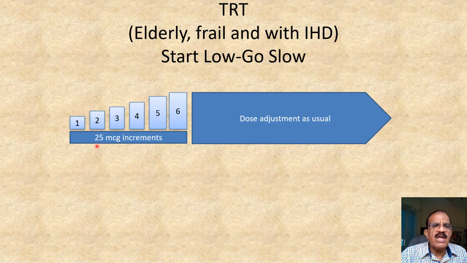You start with 25 mcg, and instead of every 2 weeks, you may make the increment after 4 weeks, like increase by 25 mcg every 2 weeks, 3 weeks, 4 weeks, and then make the dose adjustment. So I think you remember, start low with just 25 mcg and go slow. Some would suggest even smaller than 25 mcg, like 12.5 mcg. The ultimate aim would be to make them euthyroid.